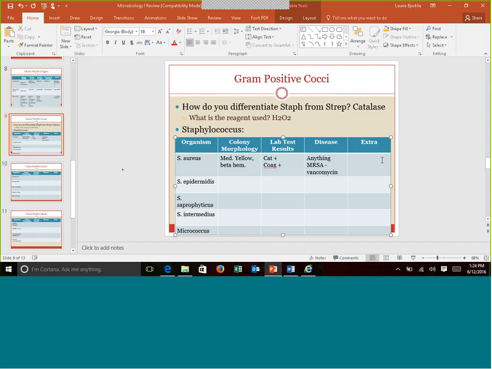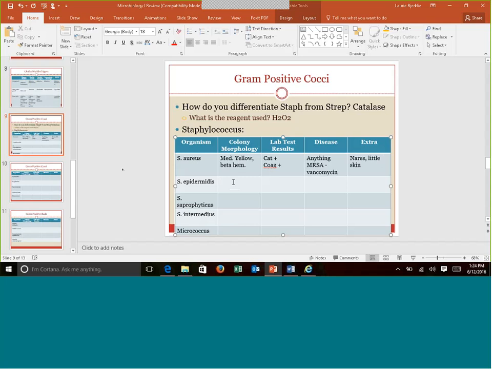Extra, let's see, Staph aureus is found as normal flora in the nares, which are like your nostrils. A little skin, not a lot. I don't want you to remember a lot there, that kind of stuff. Okay, I think I feel good on that right now. I might come back and add something else here in a minute.